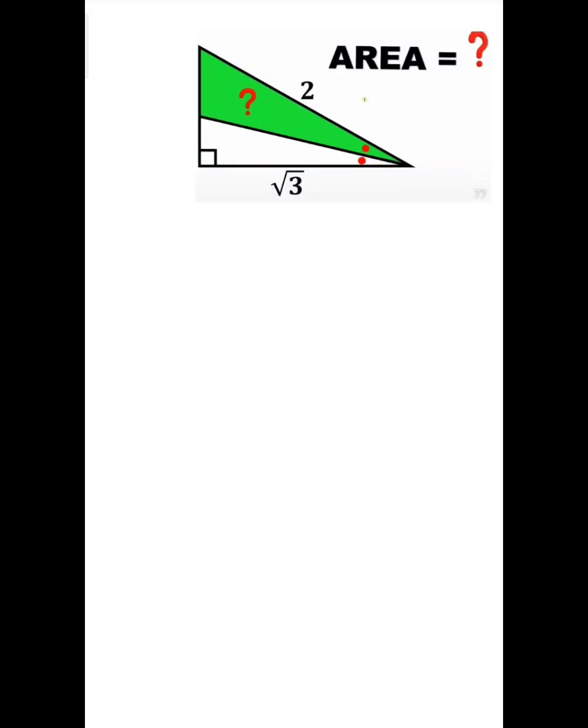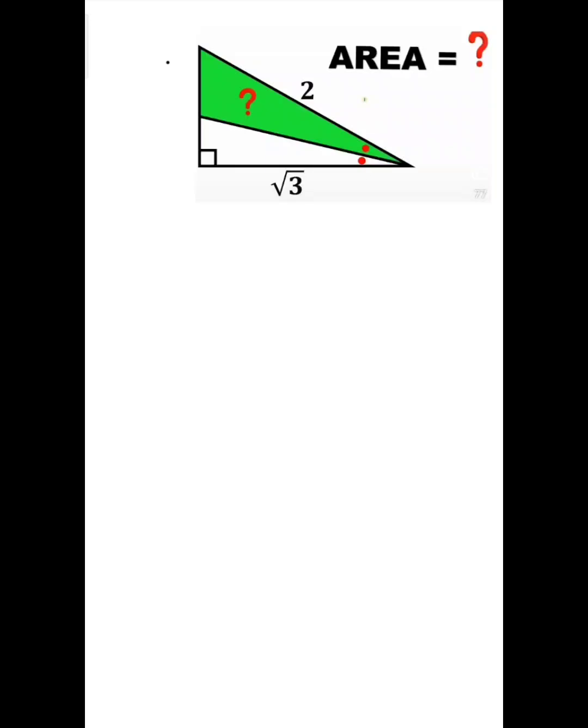According to our thumbnail, today we are finding the area of the green region of this triangle. As we know, area is equal to 1/2 b times h, which means half of base times height. So we have the base square root 3 of this triangle, but the height is unknown. So let's go ahead and find the height of this triangle.